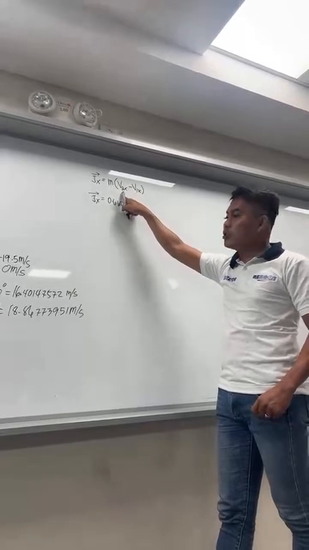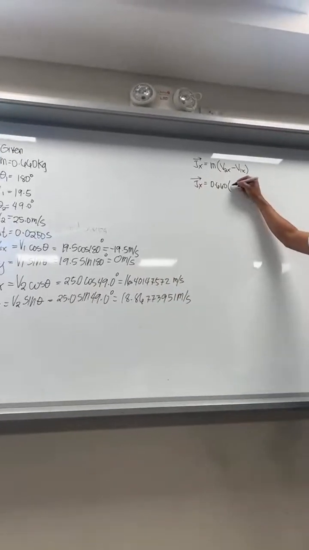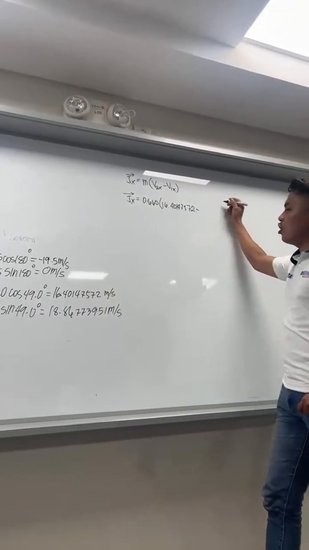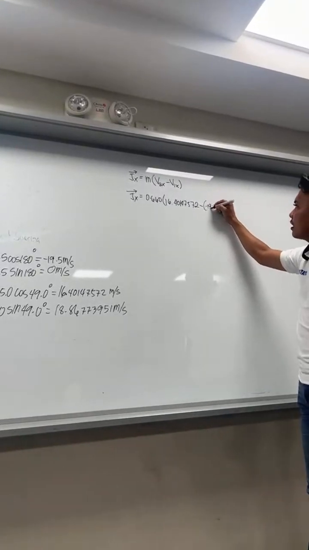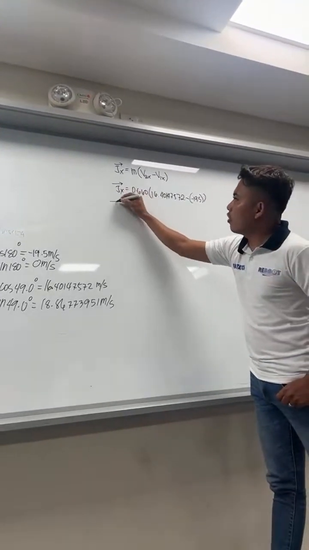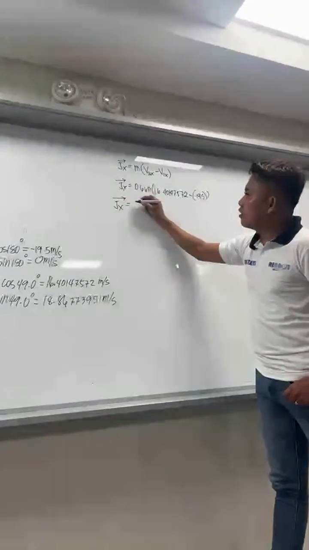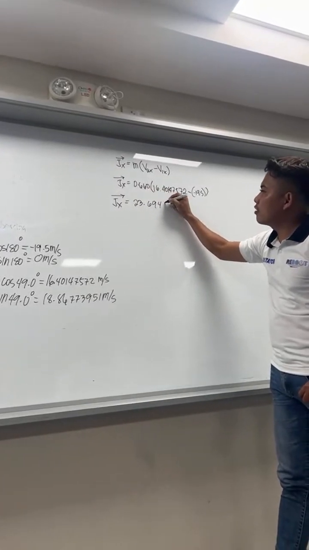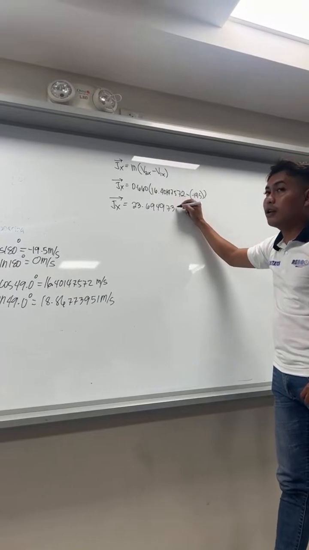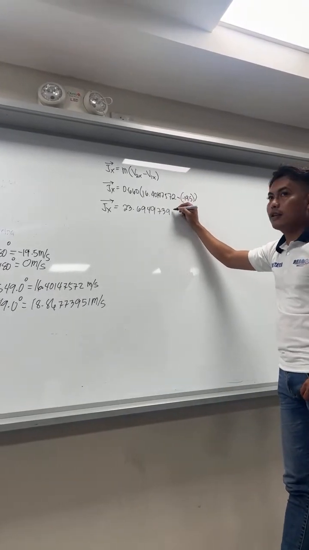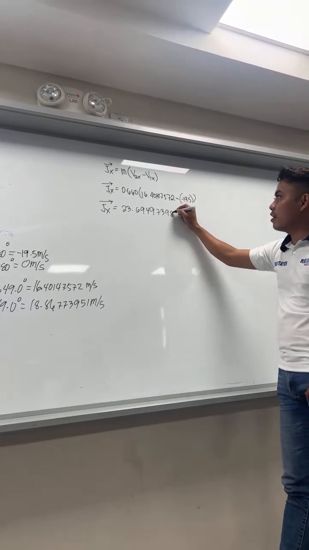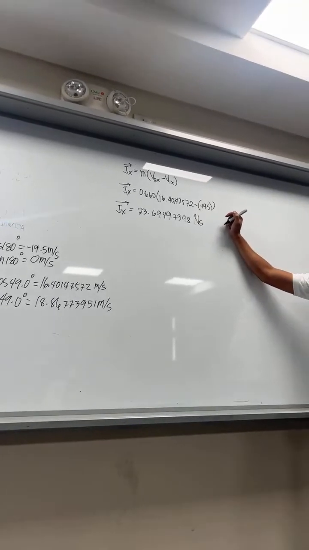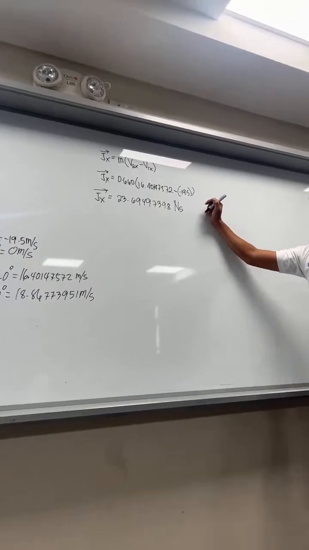The final velocity of the x component is 16.40147972 minus the initial velocity, which is negative 19.5. So solve directly. 23.6949, 7398. Please check. Tama. Okay?